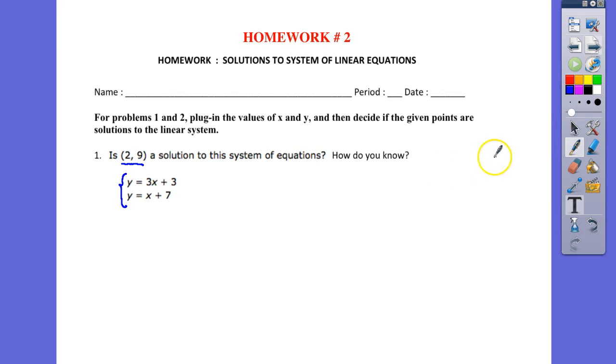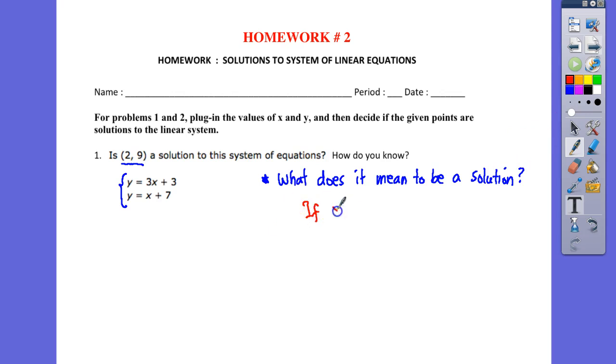So question is, how do we know when a point is a solution to a system? Or more like, what does it mean to be a solution? And we said that, hey, if you plug it in, it works.